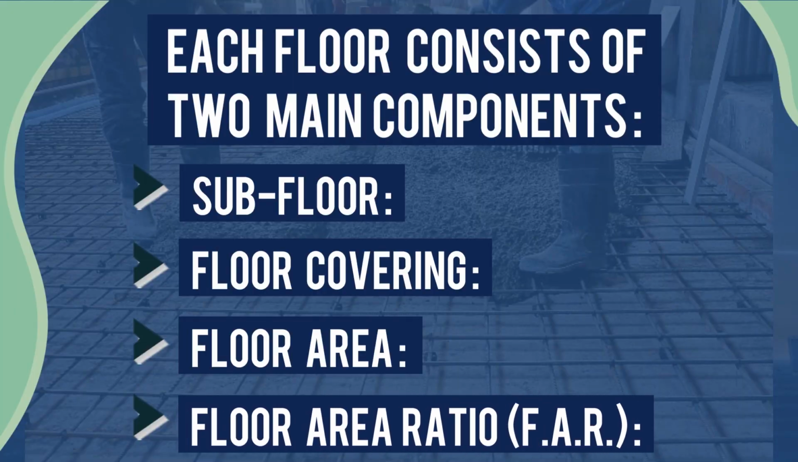Then we have a parameter called floor area ratio, FAR. It is a measure of total covered area on all the floors of a building relative to the area of the plot of land it is built on, multiplied by 100.